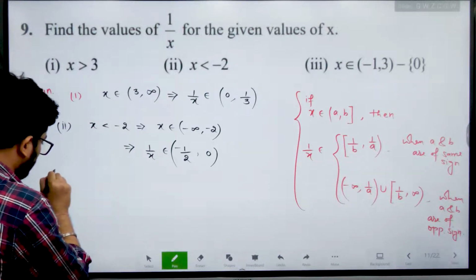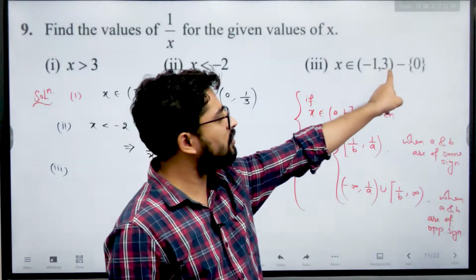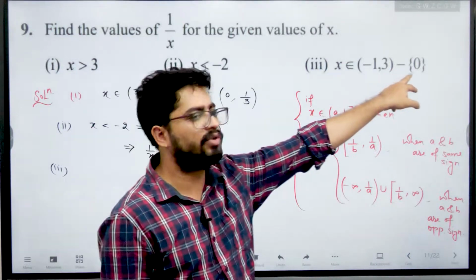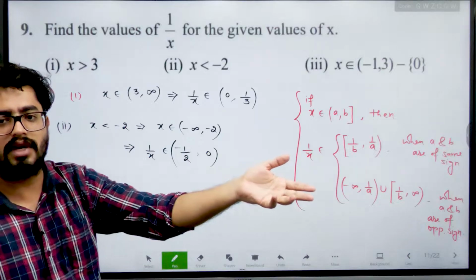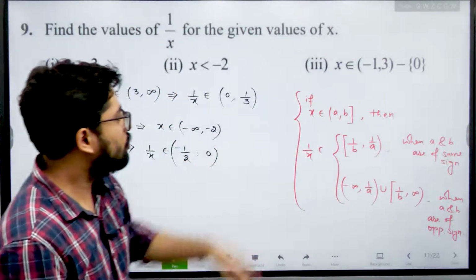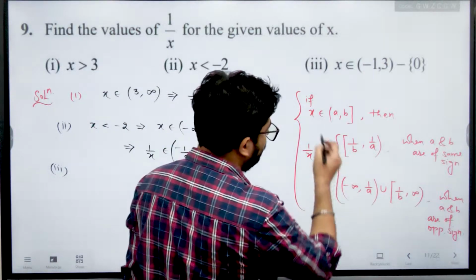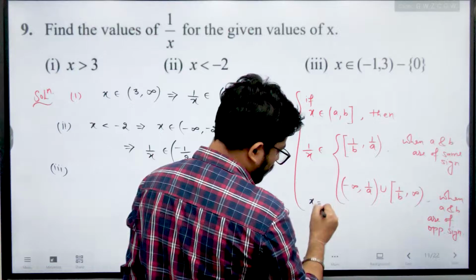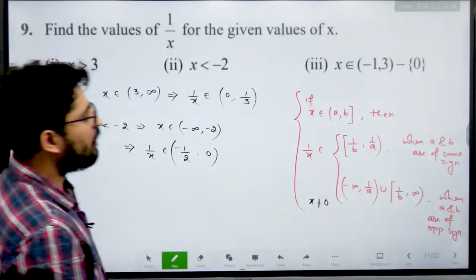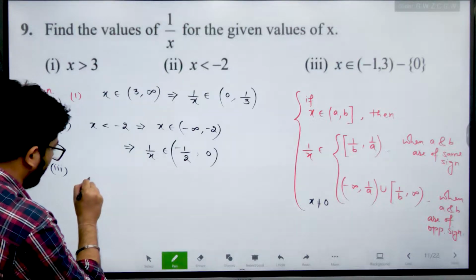And for the third one, x belongs to (minus 1, 3) minus {0}. Why are we excluding this one? Because you cannot define 1 by x for x equal to 0. Yes, the denominator cannot be 0. So whenever x belongs to (minus 1, 3), here both are of opposite sign, then x cannot take 0. x is not equal to 0 here.